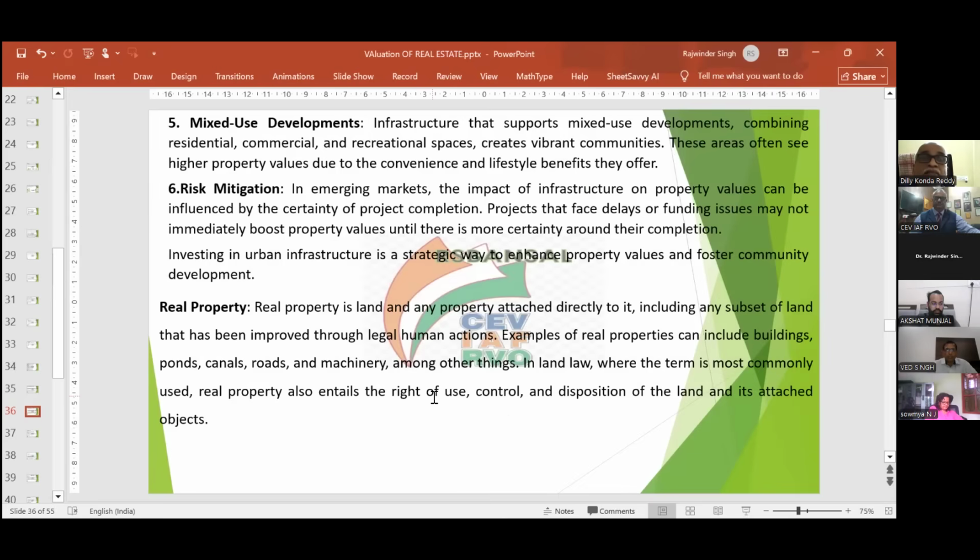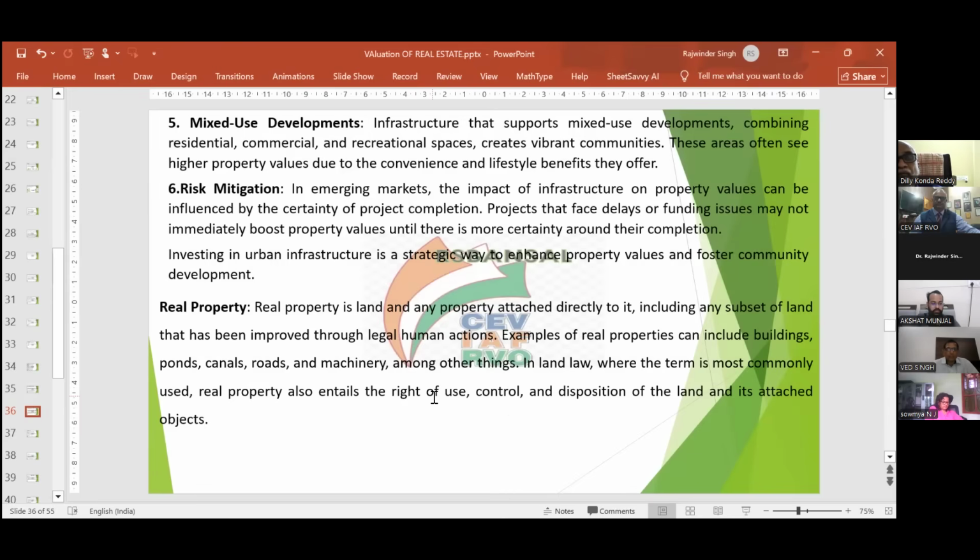Then mixed use developments. So infrastructure that supports mixed use development, combining residential, commercial, and recreational spaces. These often command higher value. We will be taking certain examples that will make the thing clear in the coming slides.